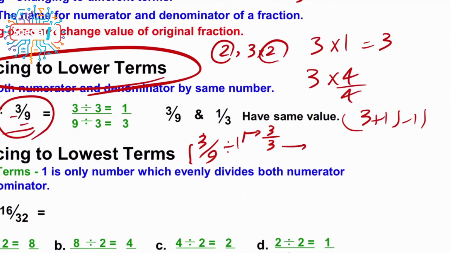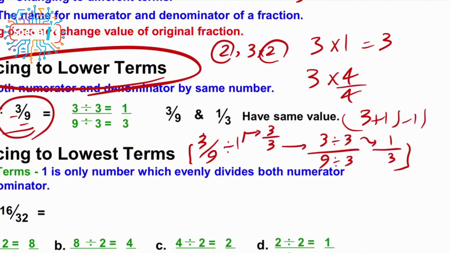At this point, I can divide the numerator by 3. I can divide the denominator by 3. What is happening at this point? 3 divided by 3 is 1. 9 divided by 3 is 3. That's it. So at this point, I just converted 3 over 9 to 1 over 3.